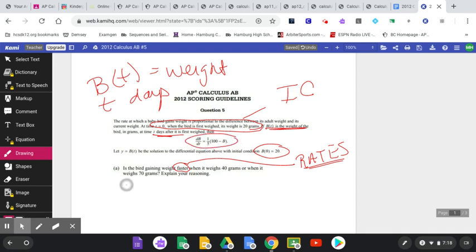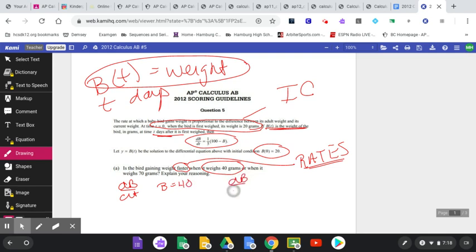So I just need to find dB/dt when the bird weighs 40. And remember, weight we just circled right here. That's dB/dt when B is equal to 40. And I need dB/dt when B is equal to 70. So I'm just going to take that information and substitute it into that formula there.